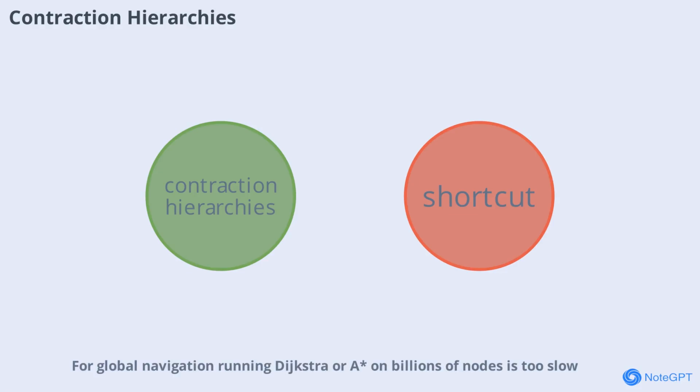For global navigation, running Dijkstra or A* on billions of nodes is too slow. Google Maps uses contraction hierarchies to pre-compute shortcuts on major highways. The algorithm contracts minor local streets, leaving a sparse network of arterial roads and highways. This optimization allows the app to quickly route users across long distances, switching between local and highway graphs as needed.